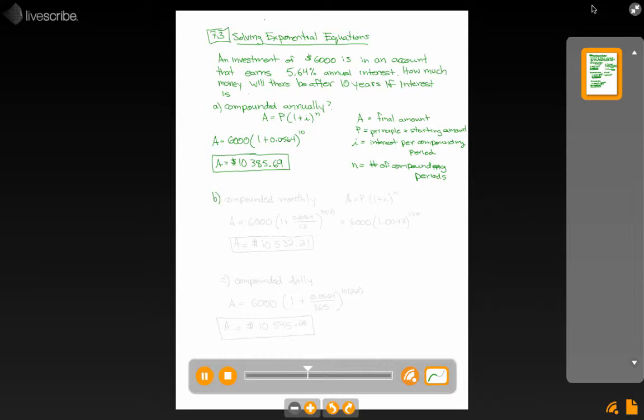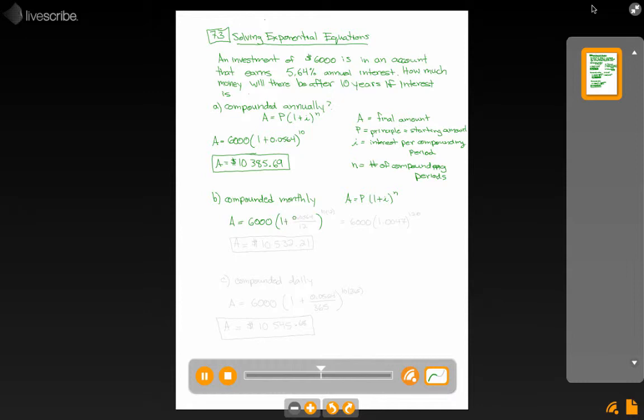$10,385 and about 69 cents in the account at the end of 10 years if it was compounded annually. Now, part B of this question says, well, what if they said compounded monthly? What would we do differently? A lot of the question will be the same, in that I would still start with the same equation, A equals P times 1 plus I to the n, but although my principal is the same, the bank is not going to give me 5.64% every month. It's giving me that as an annual interest rate.